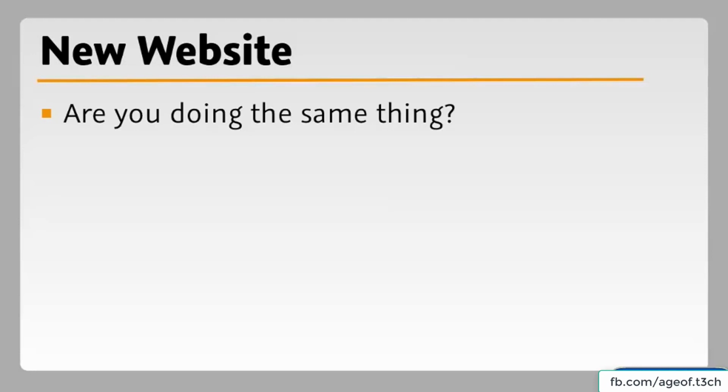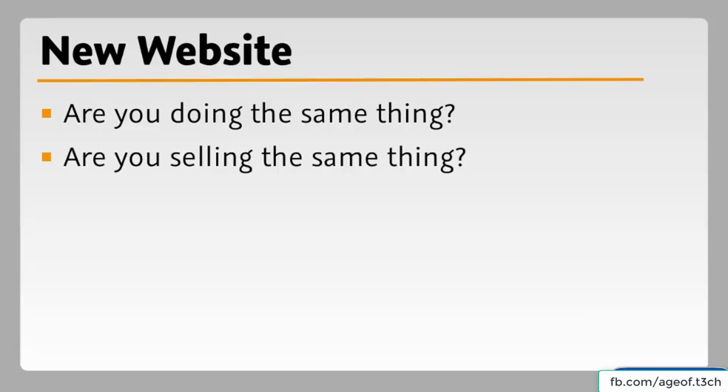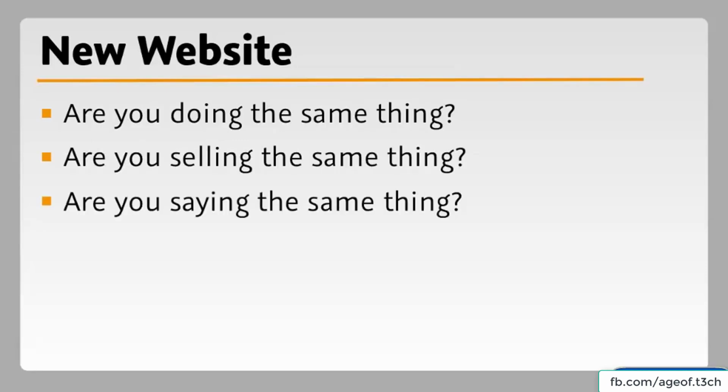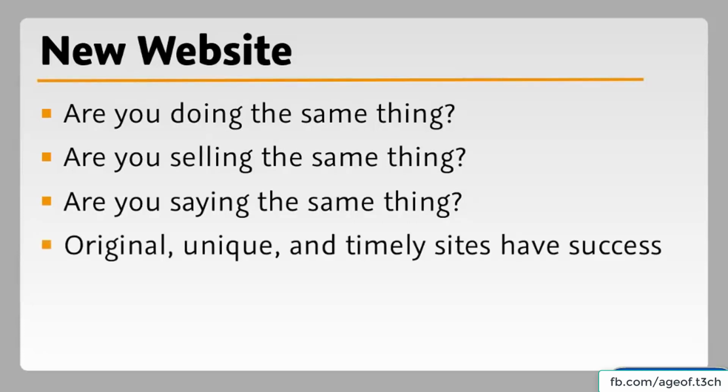Now, if you have a brand new website and you're wondering why you're not showing up in the rankings, what you've got to ask yourself is, are you doing the same thing as the 10 million other websites in that industry? Are you selling the same thing as 10 million other retailers? Or are you saying the same exact thing as everybody else? You're going to have success faster and gain rankings and visibility faster if you are original, if you're unique, and timely to the market. Those are the sites that have success faster than everybody else, because nobody cares if you have the 10 millionth e-commerce website that sells the same exact thing as everybody else.